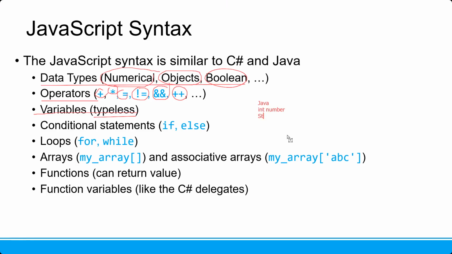Or if I have string s, so it means the variable s will contain a string. This is for Java. For C#, it is also the same. You need to define what the data type is, whether it is string, or integer, or maybe double, and etc.